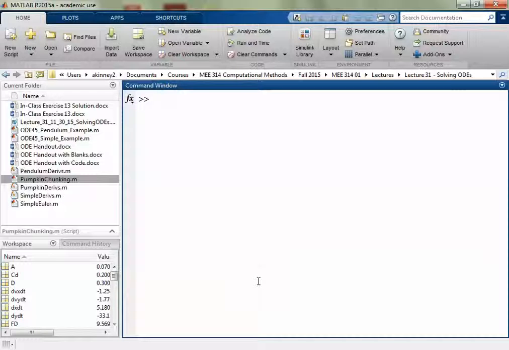So we need to convert the second order ODE into 2 first order ODEs.